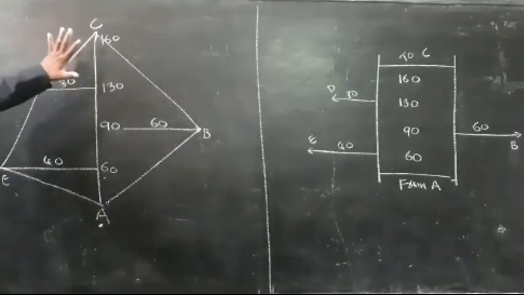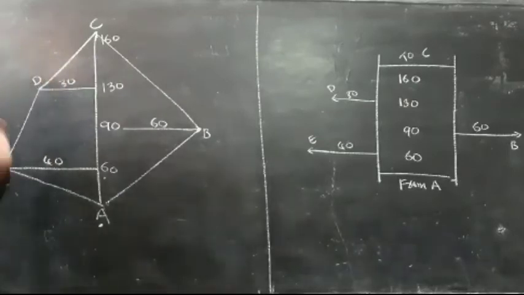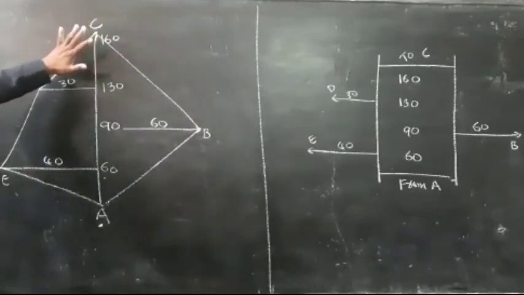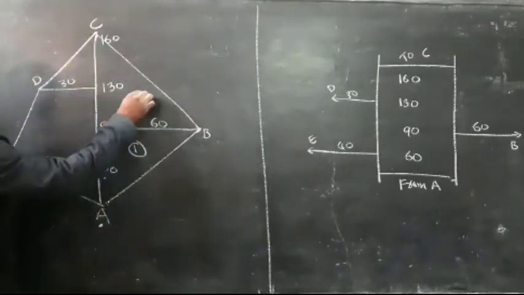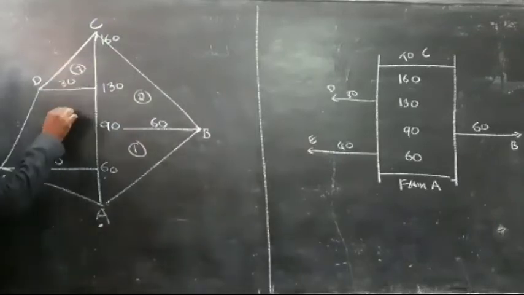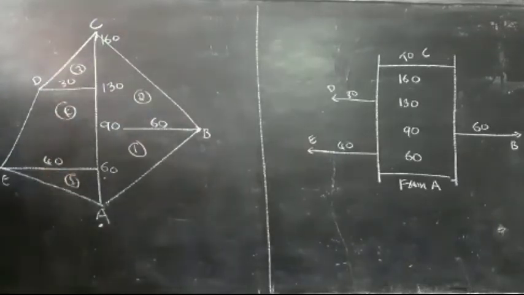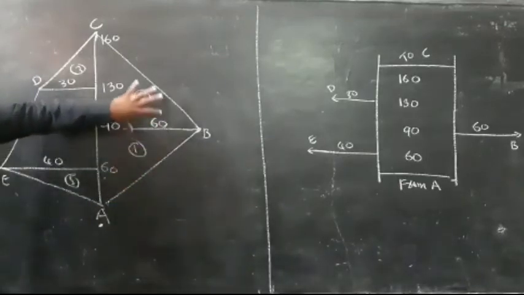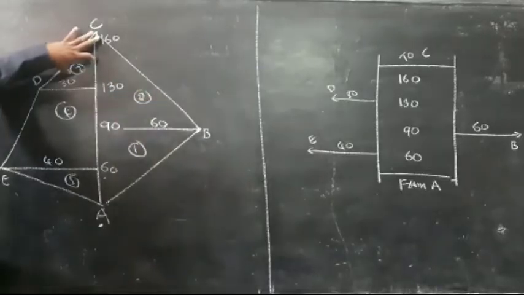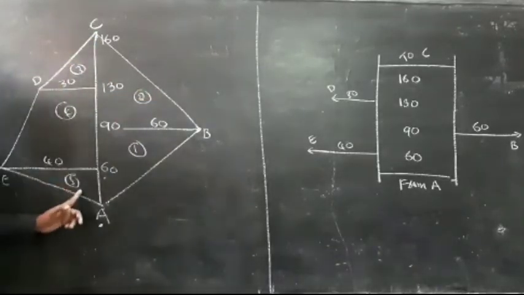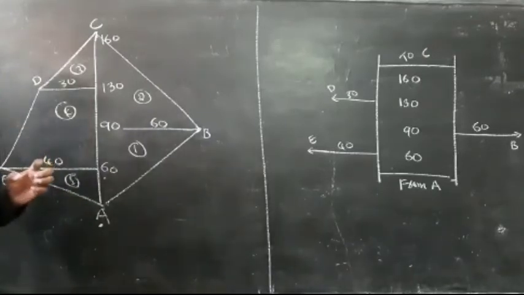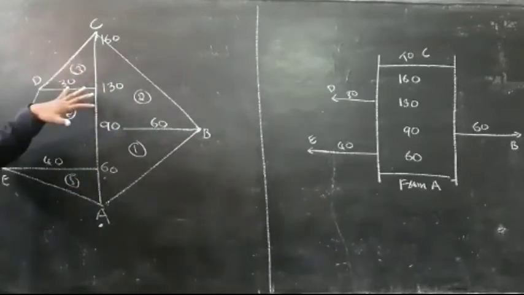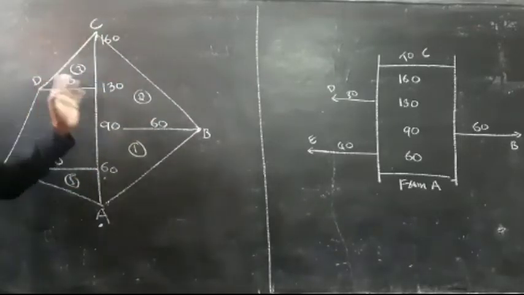The shape of the land is like this. Now you have to find the area of this one. By joining the vertices, this is divided into 5 parts: 1, 2, 3, 4 and 5. In these 5 shapes, this one is a triangle, this one is a triangle, this one is a triangle, this is a trapezium, and this is a triangle. Sorry, 4 triangles are there and 1 trapezium is there. So to find the area of the field, you have to find the area of all of these, then add the areas.